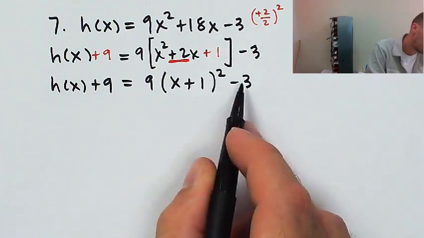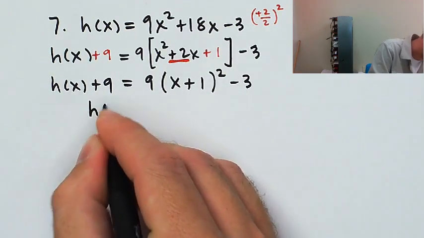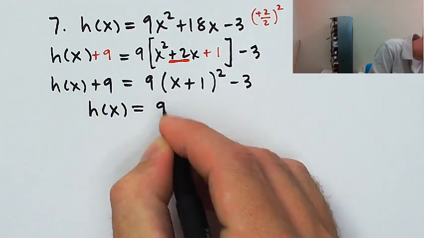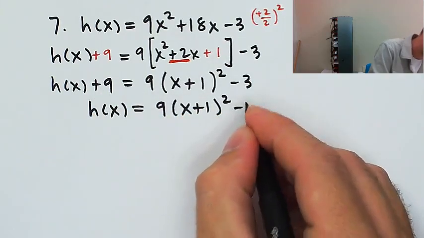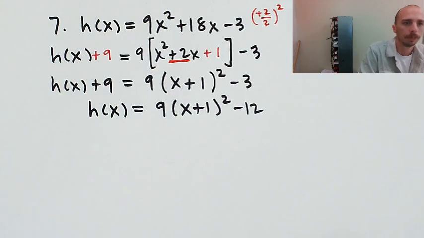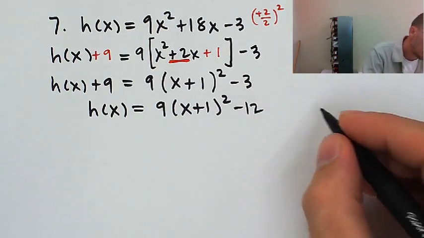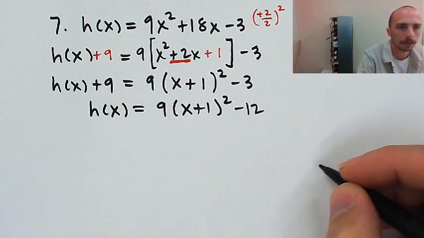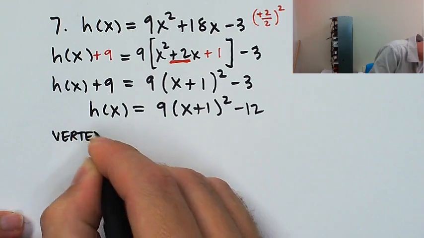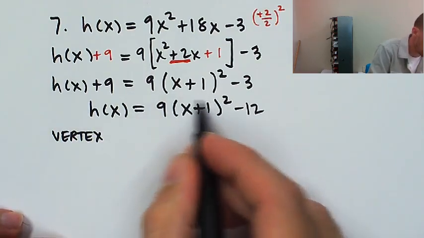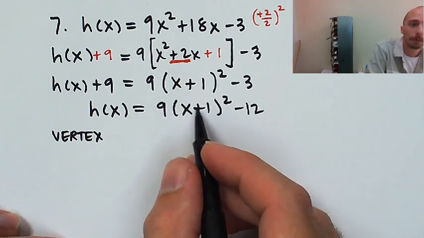Okay, now I'm going to subtract 9 from both sides to solve for h of x. That'll be 9 times x plus 1 squared. Negative 3 minus 9 is negative 12. Okay. And then I go over here, and I'm going to sketch it. Okay, so my vertex, I should write that out. Okay, the x coordinate of the vertex is whatever makes this thing in parentheses equal to 0.